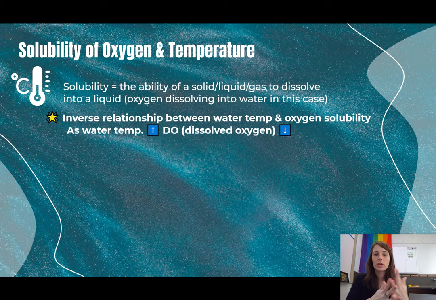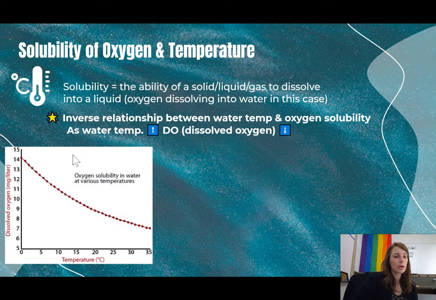Now, when we are looking at water temperature and oxygen solubility, we are going to have an inverse relationship between these. So as water temperature increases, dissolved oxygen is going to decrease. And so this is an inverse relationship because as water temp goes up, dissolved oxygen goes down. If we look at this graph here, we're going to see temperature, and the amount of dissolved oxygen in milligrams per liter goes down as the temperatures go up.